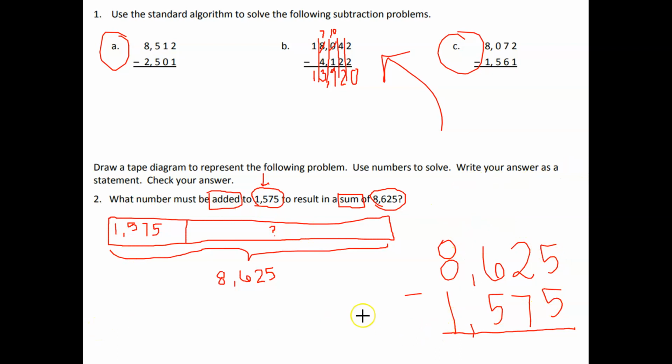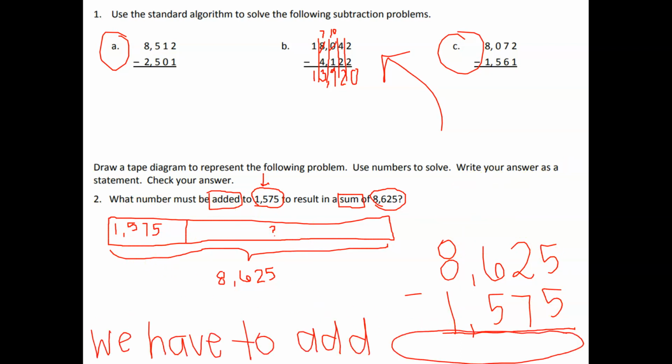What do these numbers mean in our word problem? Here is a fantastic sentence starter to put in front of your answer. We have to add blank, and that's where your number would go, because that's how much you have to add to get a sum of 8,625. All right, now it's your turn. Make sure you have the same notes on your exit ticket and take a picture when you're done. Good luck.